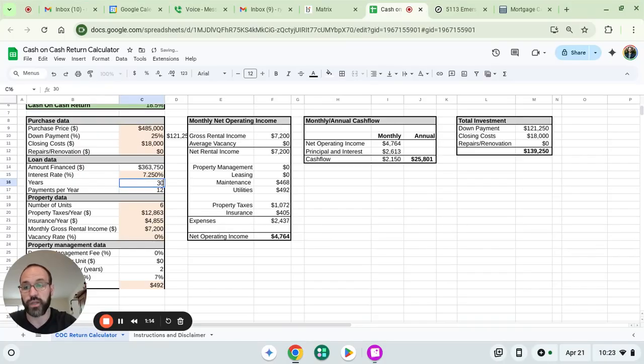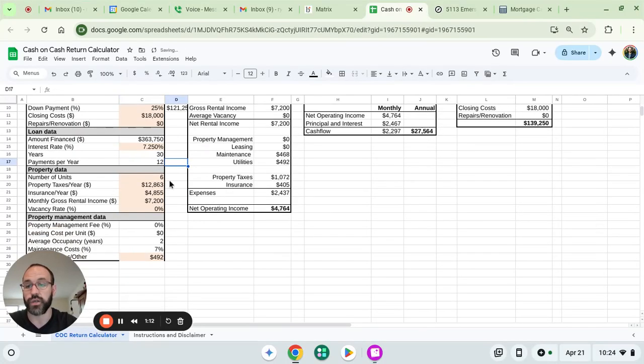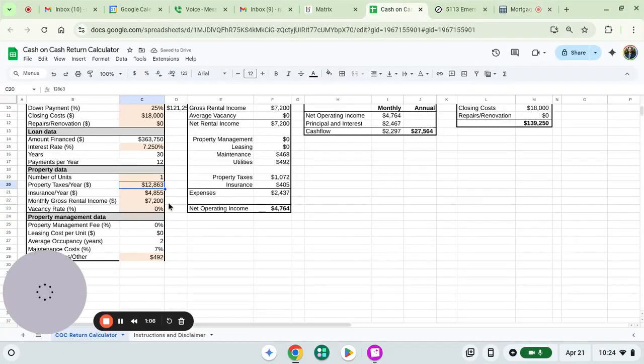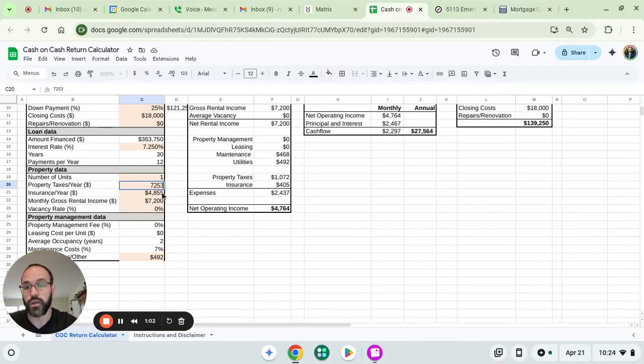This is going to be 30 years and 12 payments per year. This is just one unit. The property taxes, we said, were going to be $7,253. Insurance per year, we put at $1,500. Monthly gross rental income, we're putting at $3,500. And vacancy rate of 0 for the moment. We are analyzing this as though we're managing the property ourselves with no leasing cost per unit.